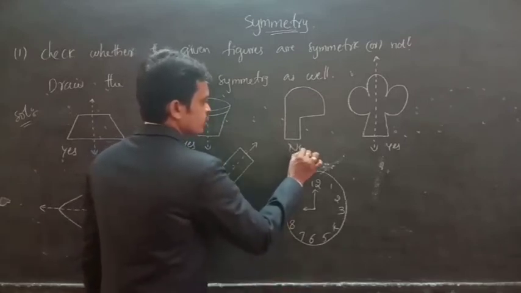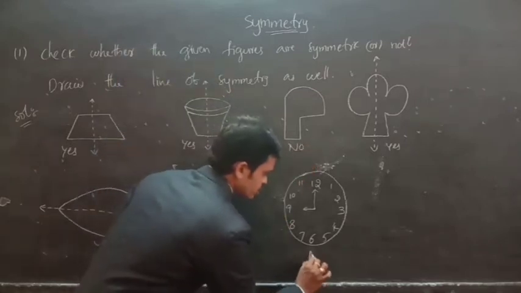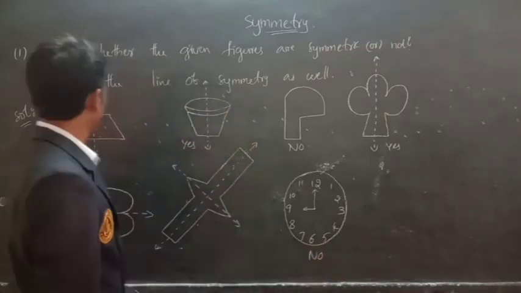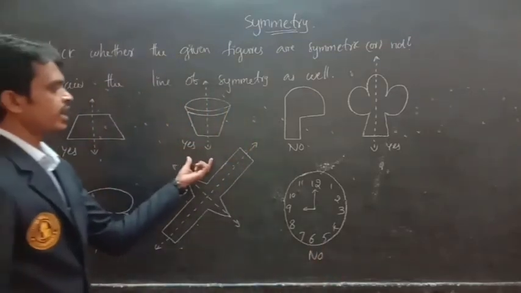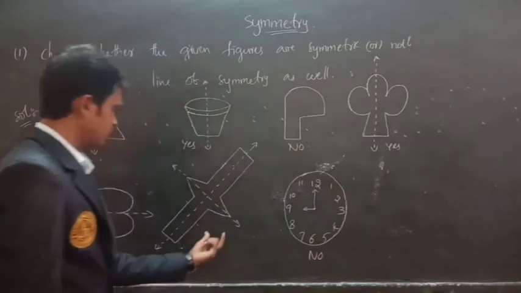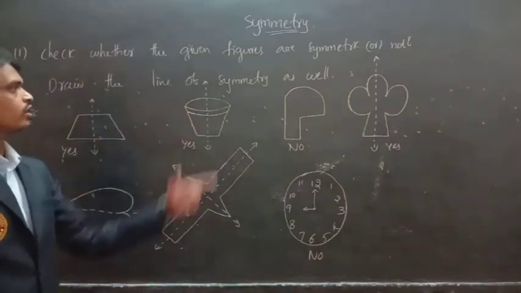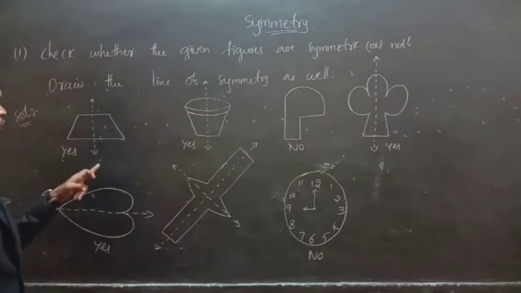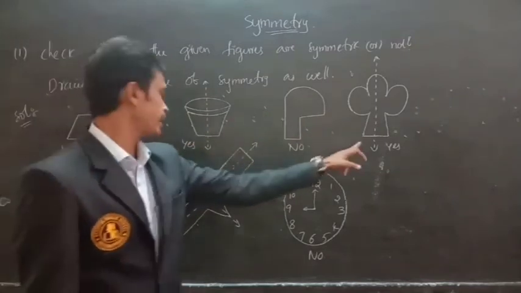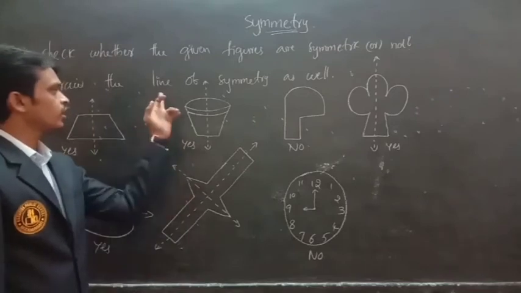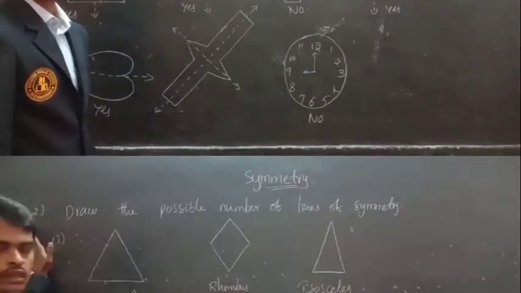This is not a symmetrical figure, and this is also not a symmetrical figure. The remaining ones, the trapezium, bucket, example of a tree, and the other shapes, are symmetrical figures, and we drew vertical and horizontal lines of symmetry.